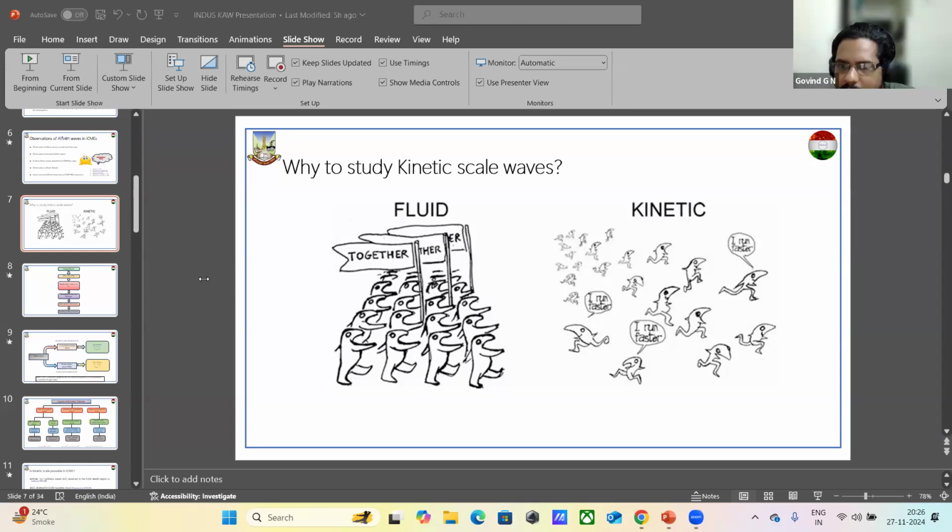Then one another question: how do we find the current sheet from the IP parameter evolution?